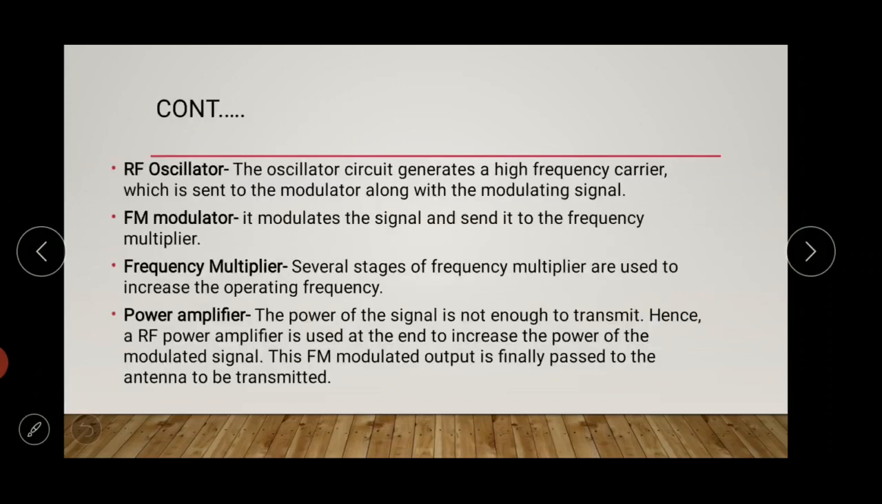Next stage is the RF oscillator. The oscillator circuit generates a high frequency carrier which is sent to the modulator along with the modulating signal. Then the FM modulator modulates the signal and sends it to the frequency multiplier. The frequency multiplier is used to increase the operating frequency. Then the power amplifier amplifies it and sends it to the antenna for transmission.